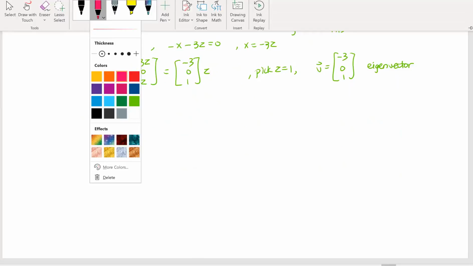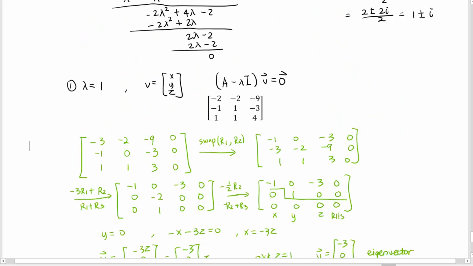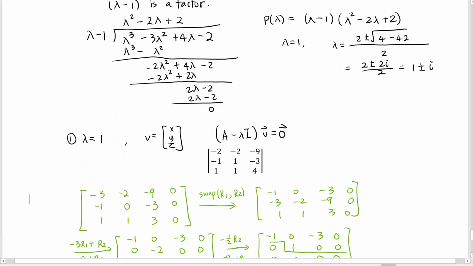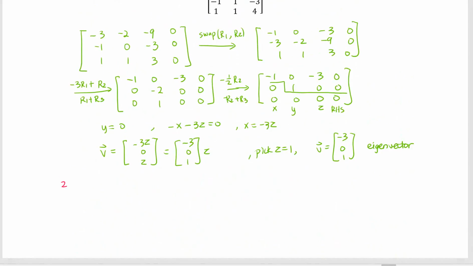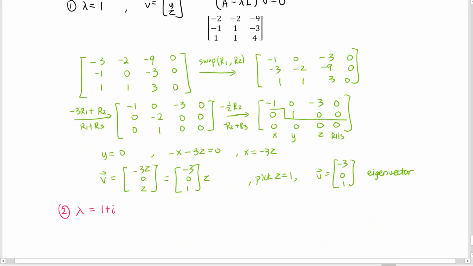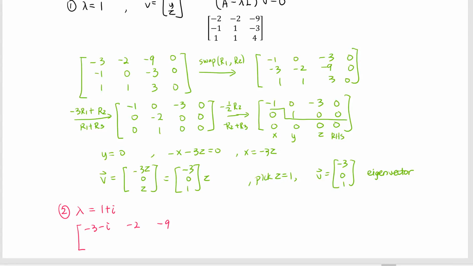Let's use a different color. Okay, let's continue. So 1 plus or minus i. Let's do 1 plus i. Okay, so what is A minus lambda I? Well, A minus lambda I is negative 2 minus 1 minus i, so negative 3 minus i. Then negative 2 and negative 9 there. Negative 1, 1 minus 1 minus i, so negative i. 1, 1, 4 minus 1, 3, and minus i.